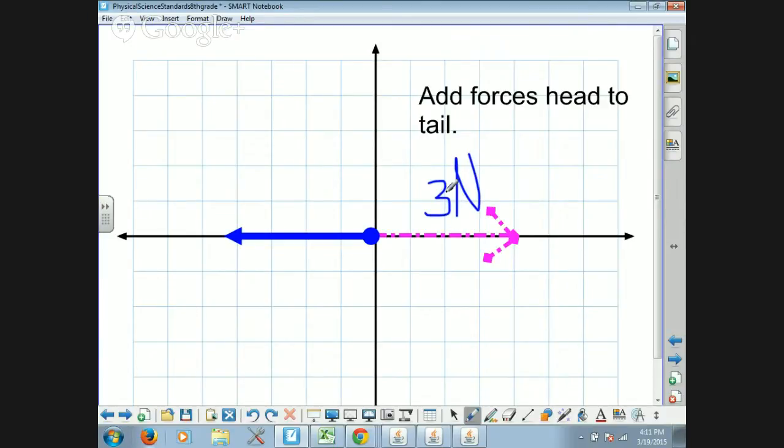Ooh, that's a big N. 3 newtons that way, and this is 3 newtons that way. This is going to have a positive number, and this is going to have a negative. In physics, negatives are pretty much just directional.